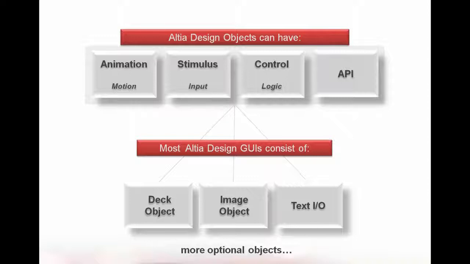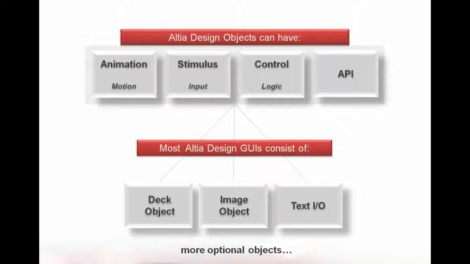So those are the three key objects. Of course, there's additional objects, but those are the three that you will always end up using. So you might be asking, okay, great, I understand the three key objects. How do you make an entire GUI out of that? Well, you take those three objects and you start bolstering them with the top row content. Across the top, we have animation, stimulus, control, and API.